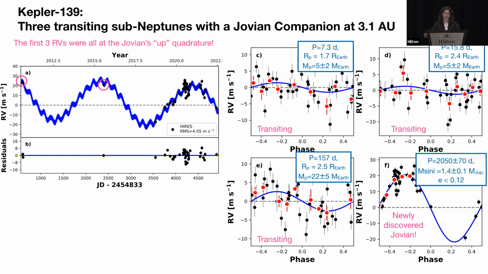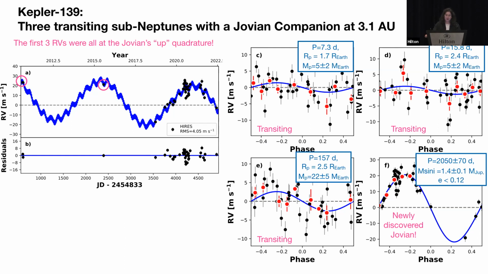This is Kepler 139, a system with 3 transiting sub-Neptune-sized planets, and we report a Jovian companion at 3.1 AU. The first 3 radial velocities, which are circled in pink in the diagram on the left, were all at the Jovian's up quadrature phase. So if we had not observed the 4th RV, we would have missed this giant planet. This underscores the importance of actually getting appropriate long-term follow-up to discover Jovian analogs. Precision RVs are not enough. Timing is everything, even in comedy.